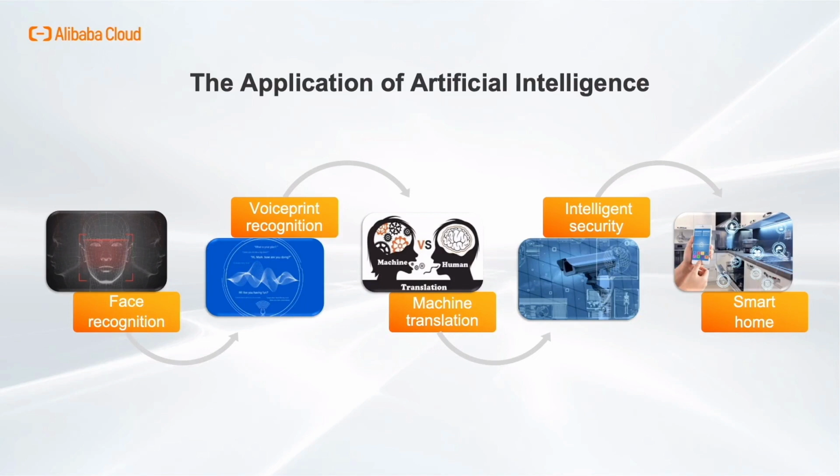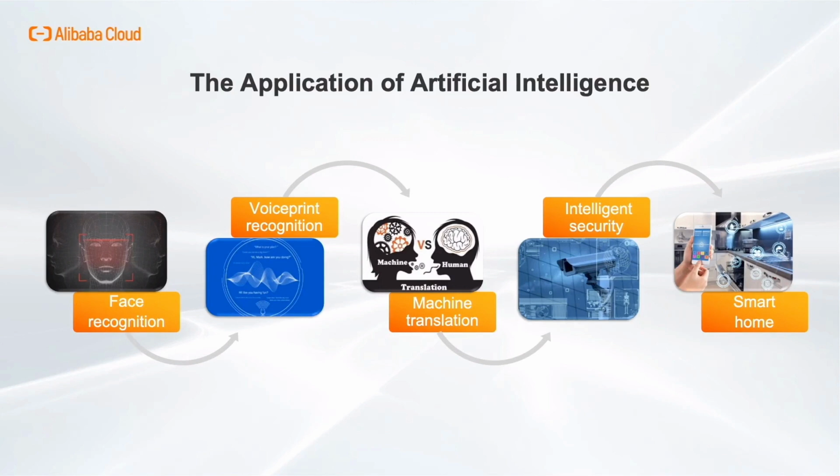Today, artificial intelligence has also been closely related to ordinary people's lives and has many applications in face recognition, voice recognition, machine translation, intelligent security, and smart home. Face recognition is mainly used for identity recognition. By using fast face detection technology, the face can be found in real time from the monitoring video image and compared with the face database in real time so as to achieve fast identification.